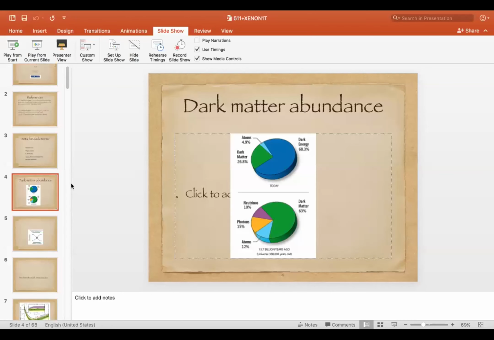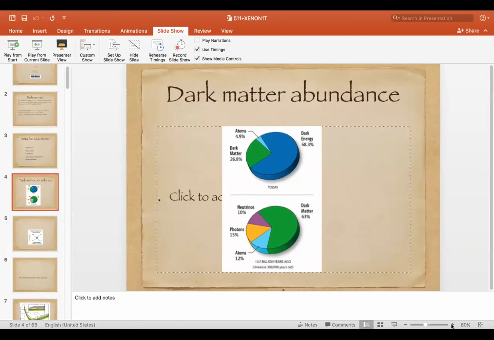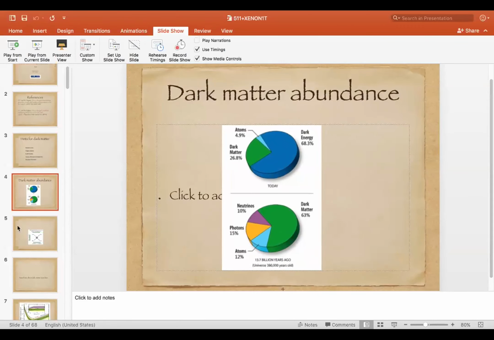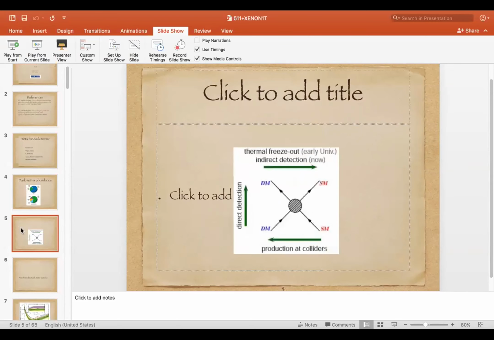Yeah, something like 25% of the total energy budget of the universe is made of dark matter. But we have no clue what dark matter is made of. To learn about its properties, we should have alternative methods to study dark matter.